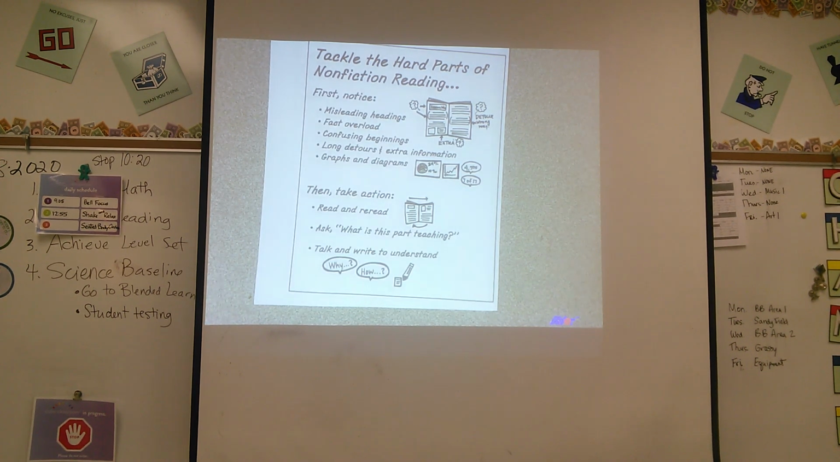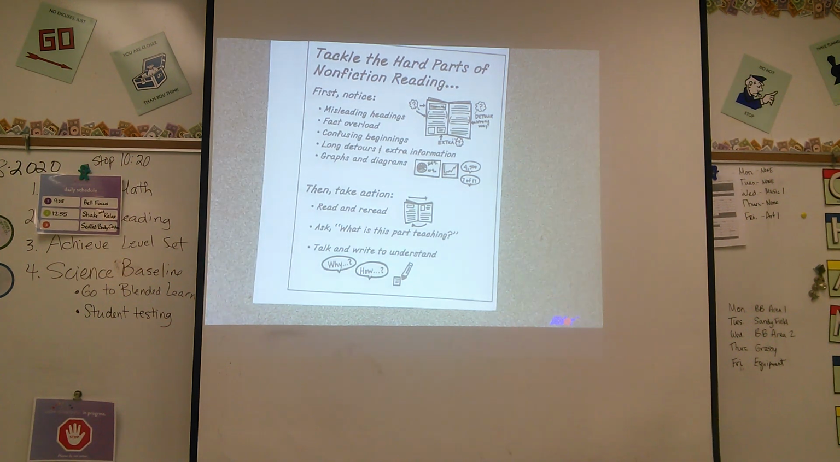So you want to be able to, number one, identify that it's tricky here. Why is it tricky? Why can't I get this? What am I not understanding? And then try to reread. Second part here, ask yourself, what is this part teaching me? Maybe it's also bringing up other questions like how, why.